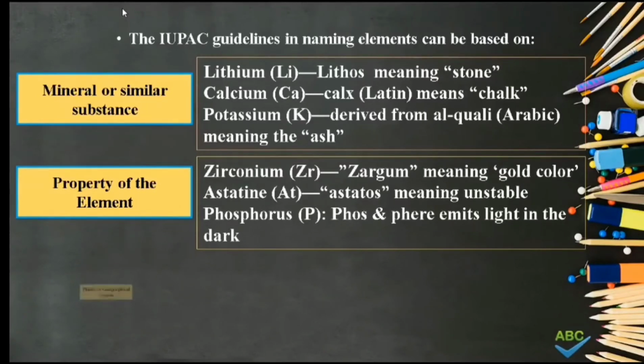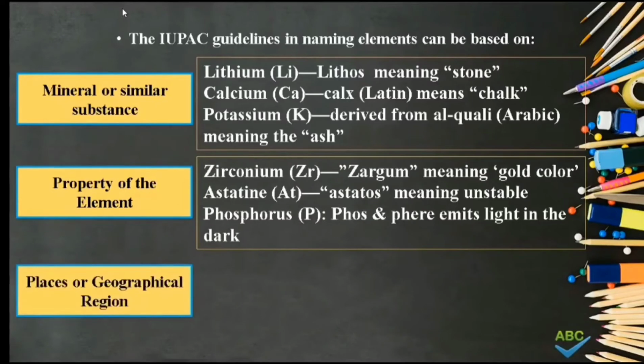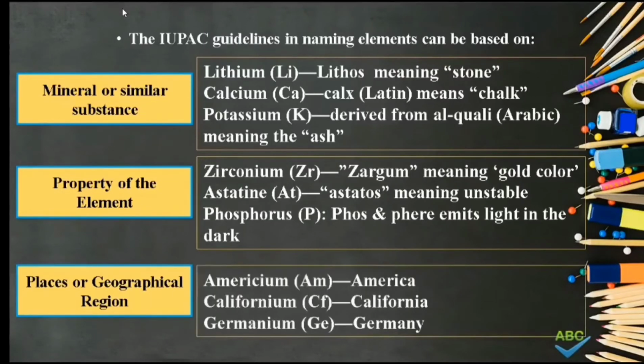And number 6, based on places or geographical region. Examples of these are americium, named after America; californium, after California; and germanium, after Germany.